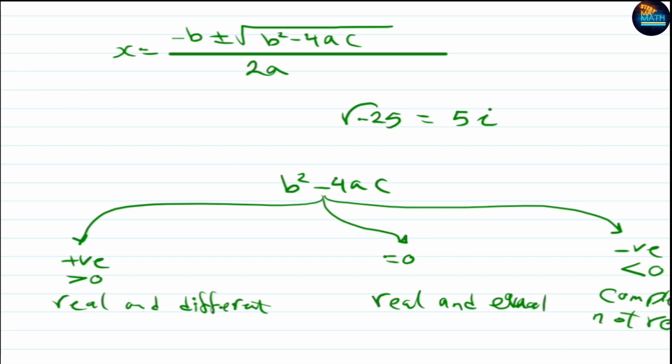All right. So the first case, when the discriminant is positive, the two roots are real and different. And the second case, when b squared minus 4ac, the discriminant, is equal to 0, the roots are real and equal. And the third case, when the discriminant is negative, the roots are complex but not real. These are the cases of the discriminant.